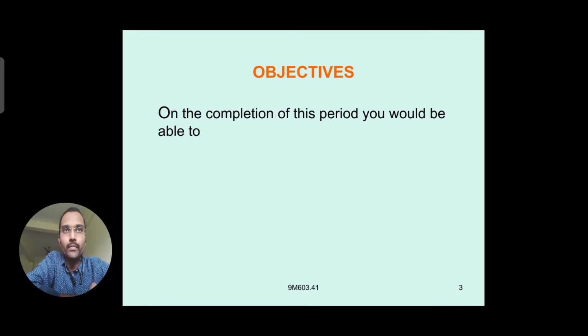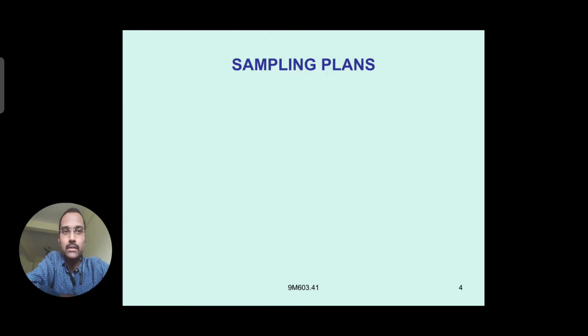There are some plans like a single sampling plan, double sampling plan and multiple sampling plans. Out of these, we will discuss the single and double sampling plans, which are covered in our syllabus. It's very simple to understand how the acceptance or rejection of a lot takes place by following this method, depending on some parameters, which will be discussed in this topic.